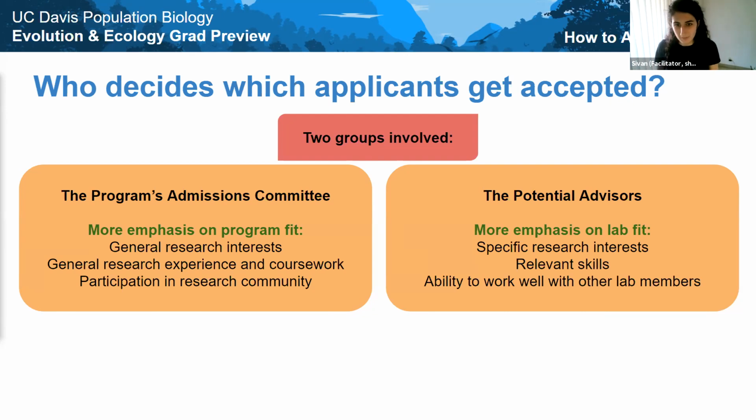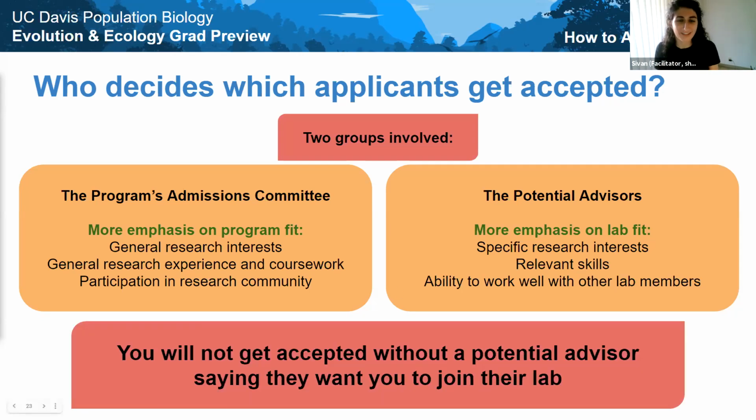And each program differs in how much decision-making power each of these groups get. But in most ecology and evolution programs, students commit to an advisor before starting. So the potential advisors usually get a very big say.